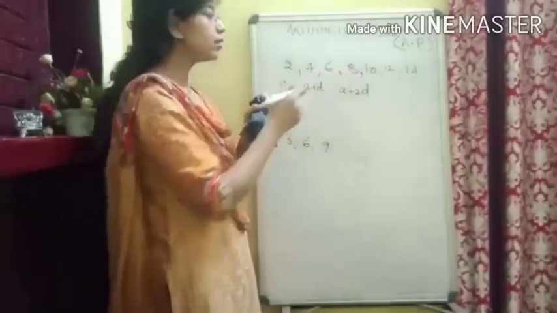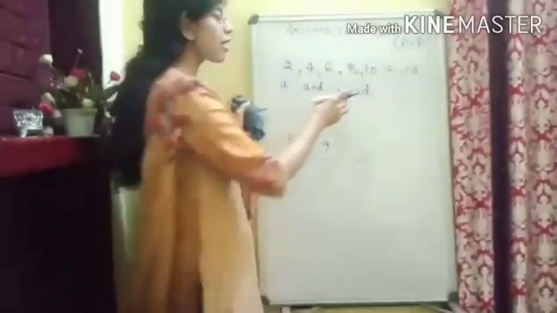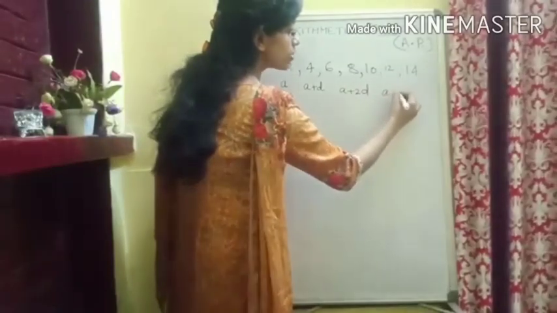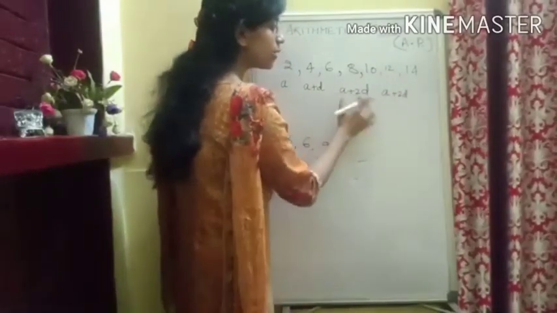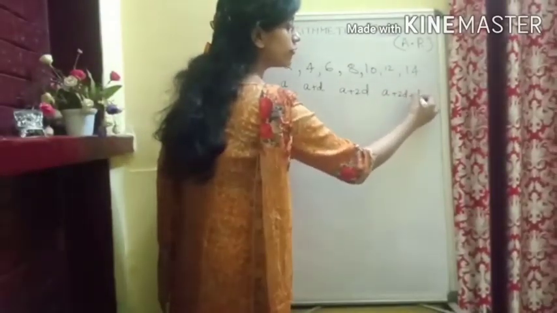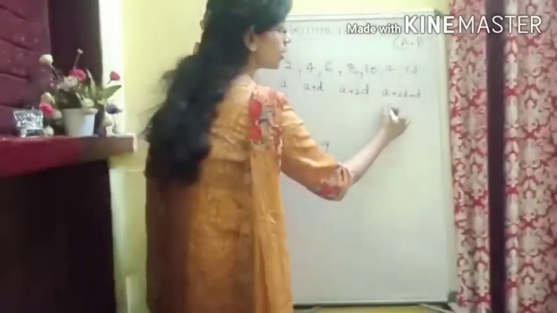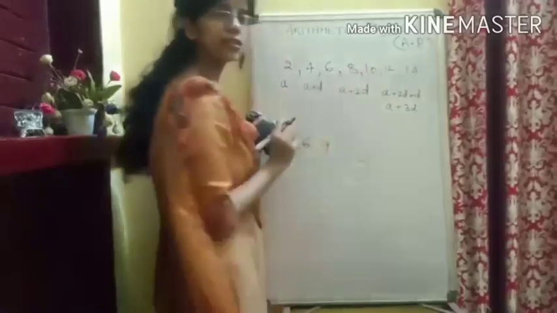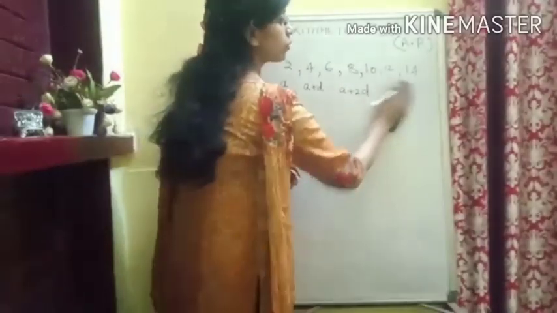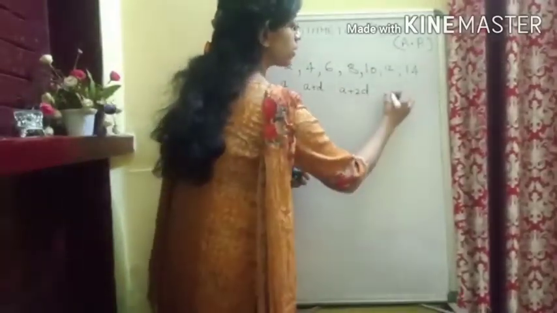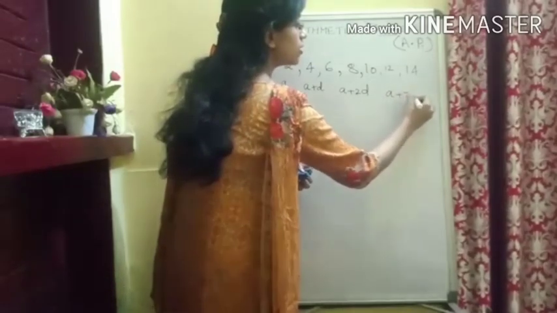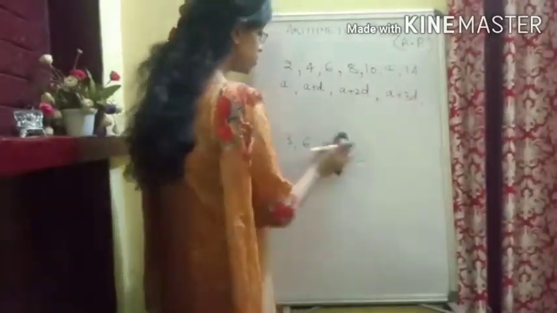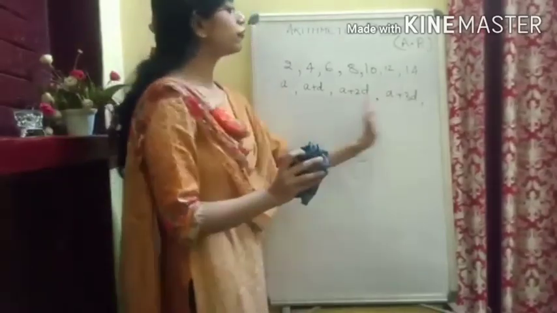How to write the fourth term? Again we have to add the common difference. That means A plus 2D, third term, and then we have to add the common difference. What will it be? A plus 2D plus D, it will be 3D, isn't it? So if I write it properly, it will be a plus 3d, isn't it? So this is how we are writing our terms. So far I have written 4 terms.